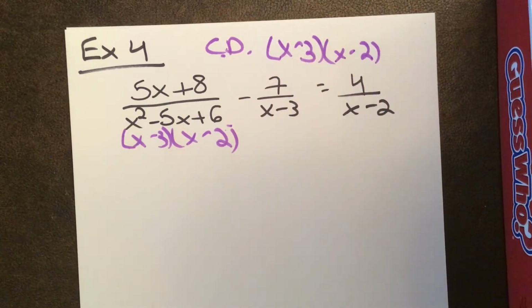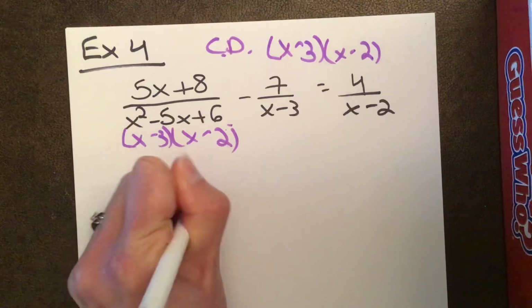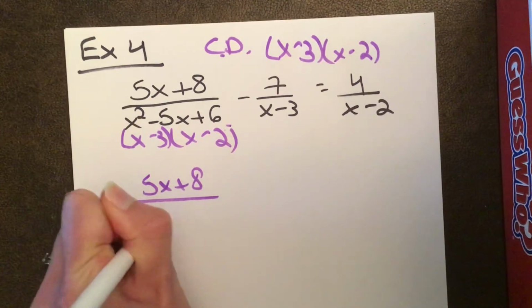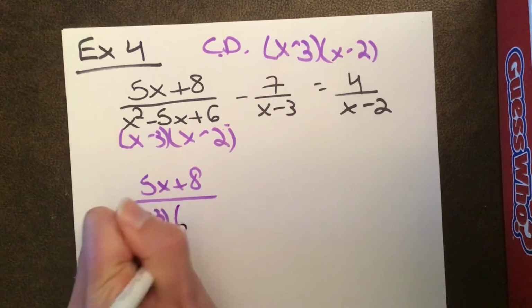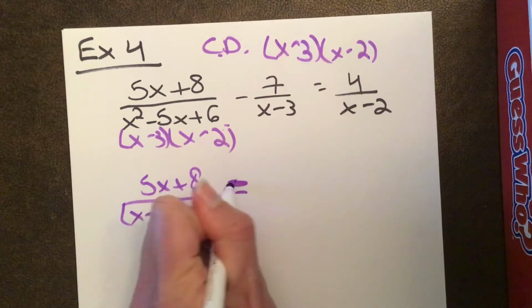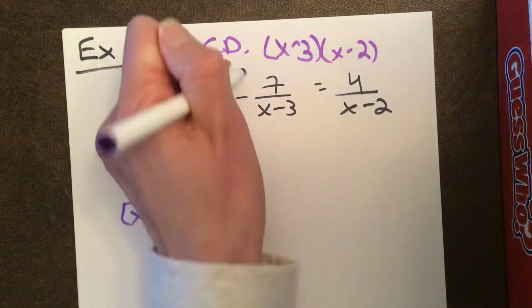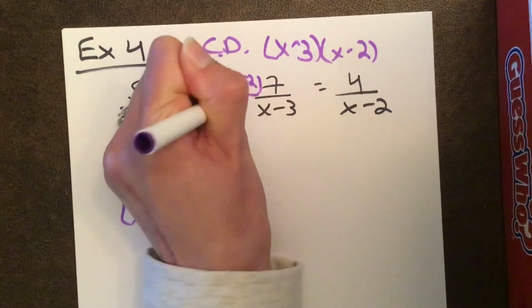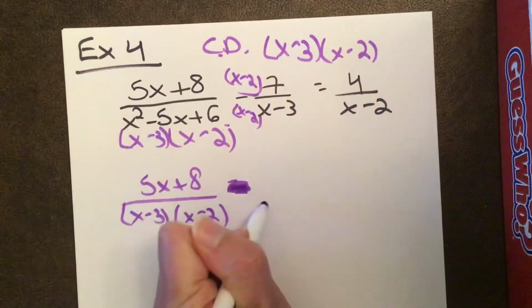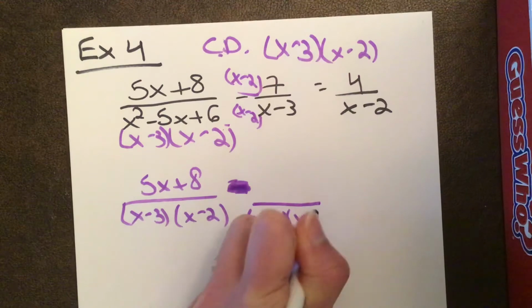So now I need to make all my denominators be that. So this guy, he's good to go. So I'm just going to recopy him. So it's 5x plus 8, and leave it factored, x minus 3, x minus 2. Whoops, that's a minus, not a negative. And then this one has x minus 3. It's missing x minus 2. So I'm going to multiply this guy by x minus 2 for x minus 2. Okay, denominator's x minus 2, x minus 3.